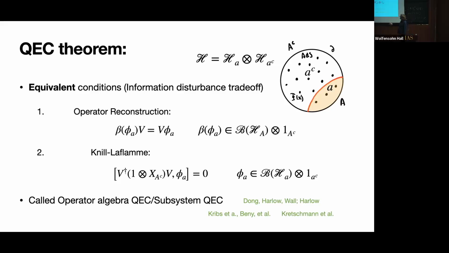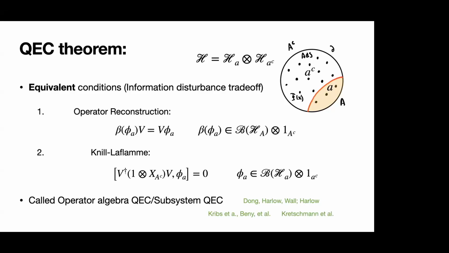Right, and so what does it mean to reconstruct the bulk region? Well, imagine I have a bulk operator in the region A, call it phi A. If I can find a representative of that bulk operator, call it beta of phi A, that acts purely on the boundary and only in this Hilbert space associated to boundary region A, and it acts on that boundary region as it should act in the code subspace, then that's what we call an operator reconstruction.